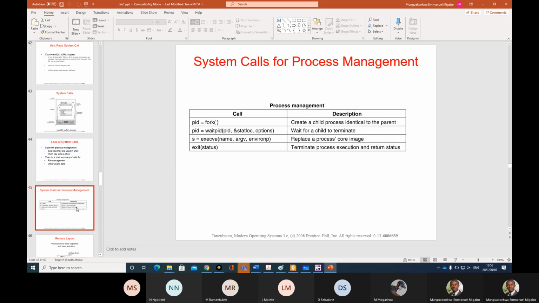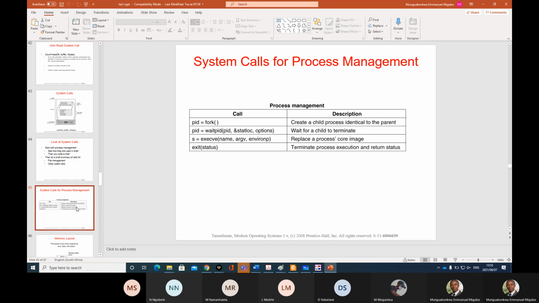So let's look at system calls for process management. Okay, these will be a special type of system calls that are specifically meant for helping with the management of the process by the operating system.